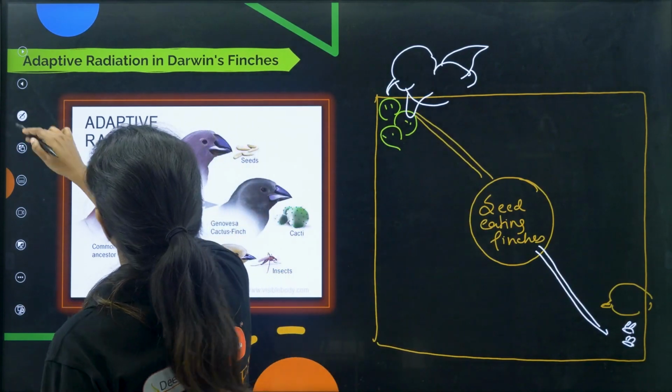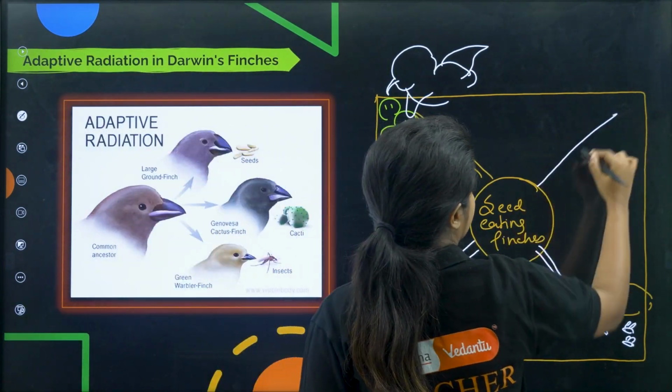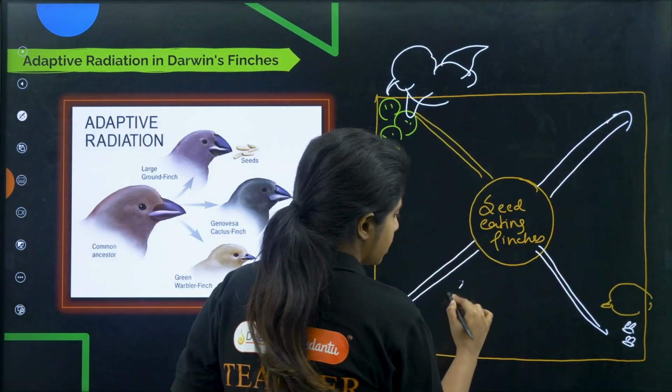Then I moved to this side. Again I found a different organism. Here also I went, and here also I found a different organism. Remember, everything is happening where, children? Galapagos Island.